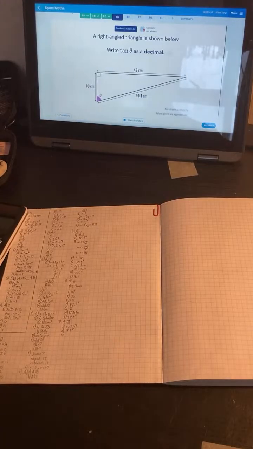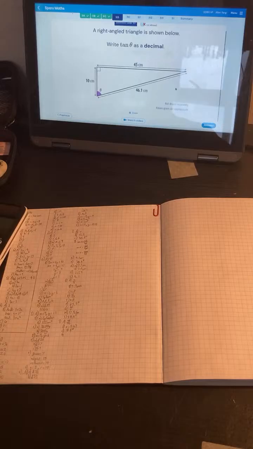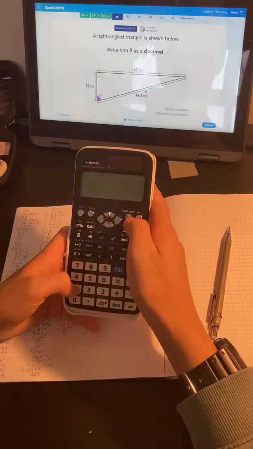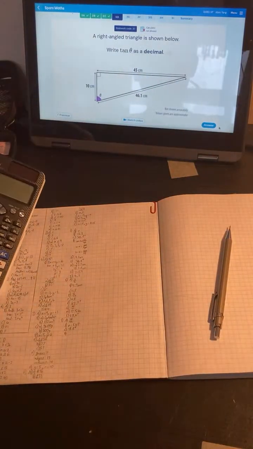D. A right angle triangle is shown below. Write tan theta as a decimal. What? Write tan theta. Right. Oh, as a decimal. That's just really confusing. So that's 4.5.